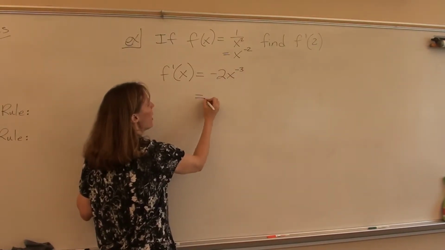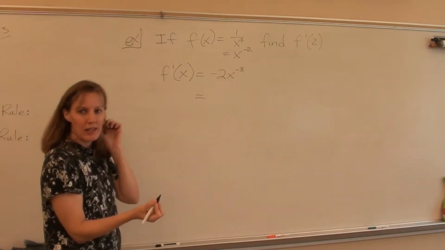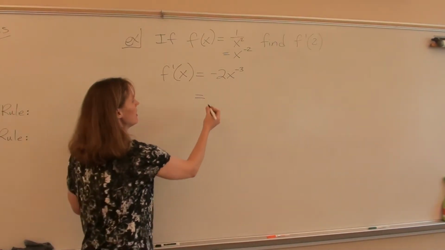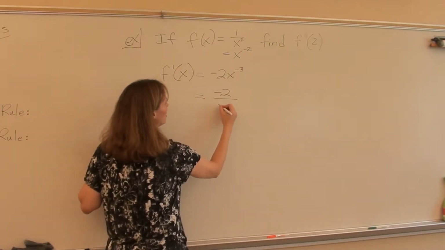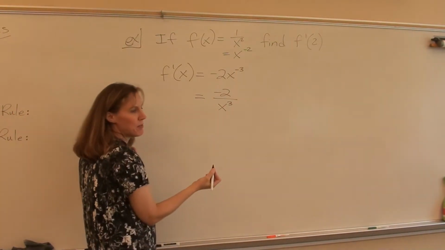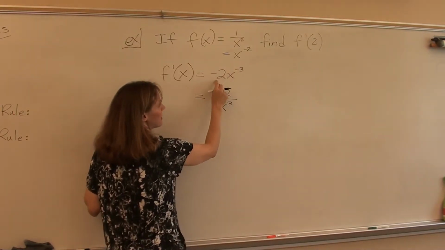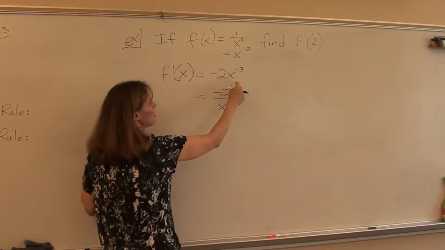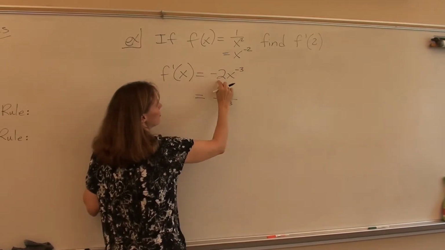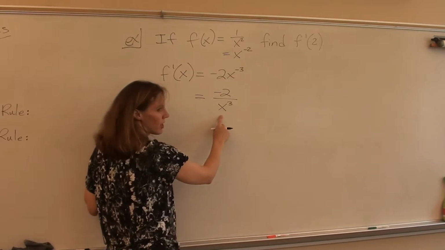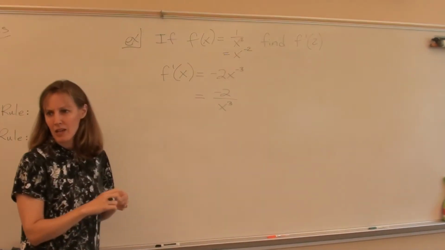When I rewrite my derivative back, what stays on top? Negative 2 stays on top, and only the x goes to the bottom. Because this negative power is only on the x, it's not attached to the negative 2. If it was all in parentheses, it would be. But since it's just negative 2 times x to the negative third, the x is the only thing that drops to the denominator. Do you understand that? Yeah. Negative 2 stays up.